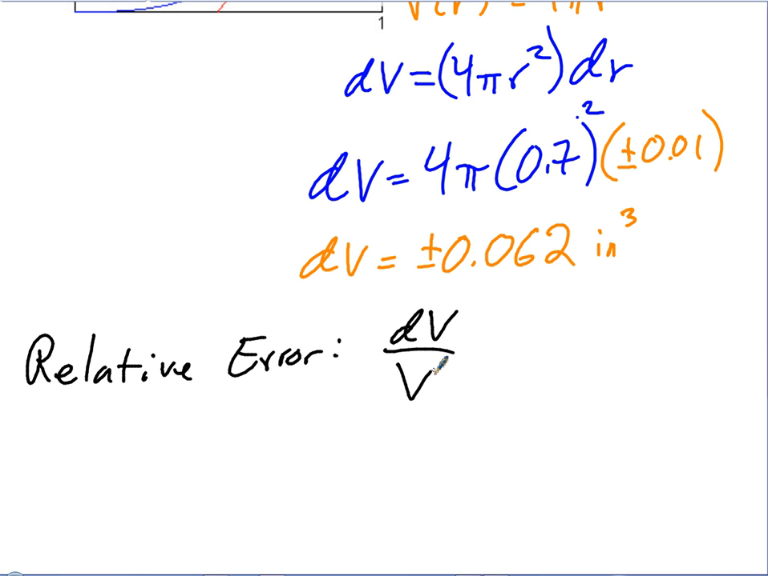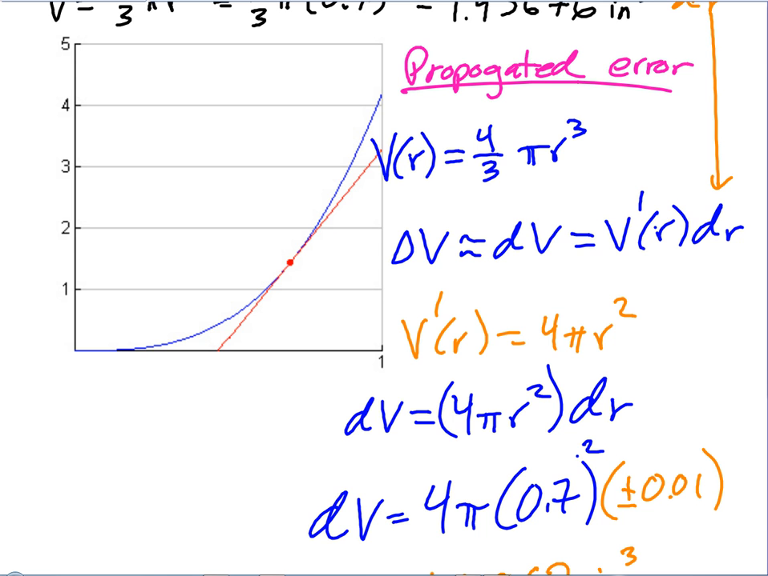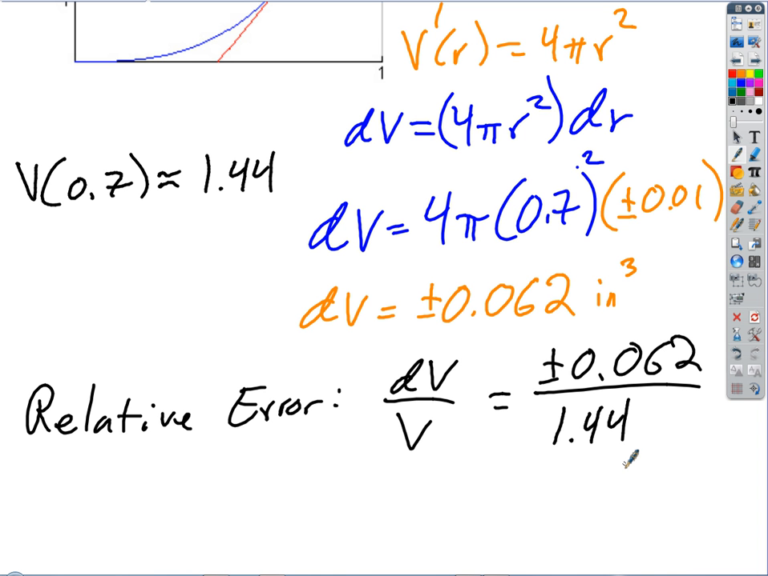So if we were to plug these numbers in, then I get dV is plus or minus 0.062 over, real quick, let's make a volume calculation. What is V of 0.7? What is that? 1.44? Okay, cubic inches. So now we can get an idea if that's really any good. If I take the quotient of those two things, what do I get?